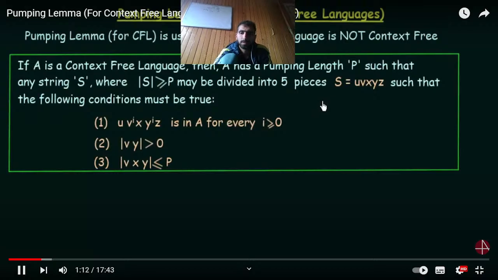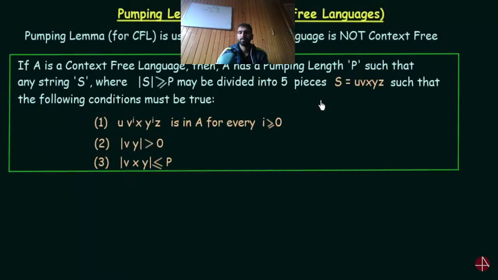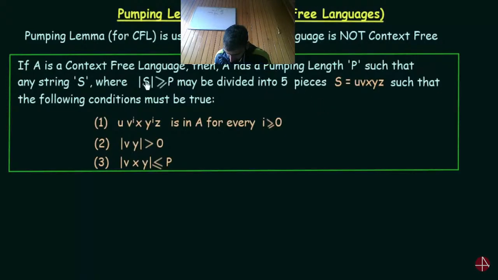The rules that we studied in the previous lectures are used to prove that a given language is not context-free using the pumping lemma for context-free languages. So first we say that if A is a language and it is context-free, then it needs to have a pumping length P such that any string that belongs to the language where the length of the string is greater than or equal to the pumping length can be divided into 5 parts U, V, X, Y, and Z such that all these 3 conditions must be true.